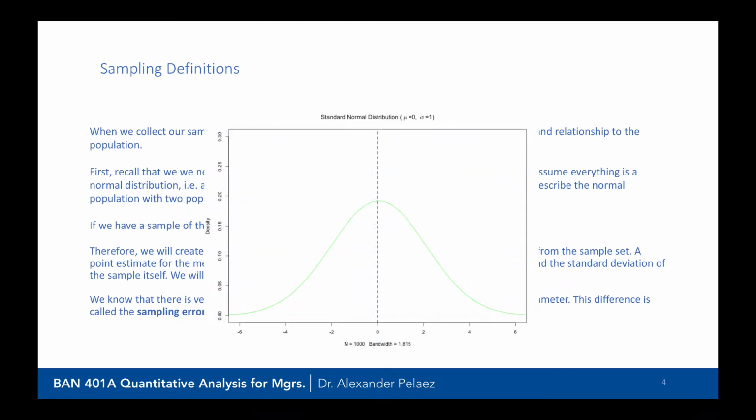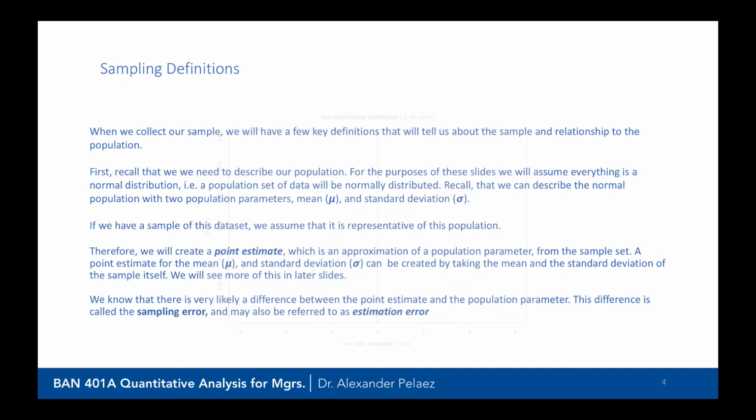That means that the population set of data will be normally distributed, and it will have a bell curve, and we can describe this normal population with 2 specific parameters, a mean and a standard deviation. If we have a sample of this data set and we assume that it is representative of this population, so if we have a sample from this data set, say of voters, we assume that it's going to come from the same population or from a population of voters, say in the United States.